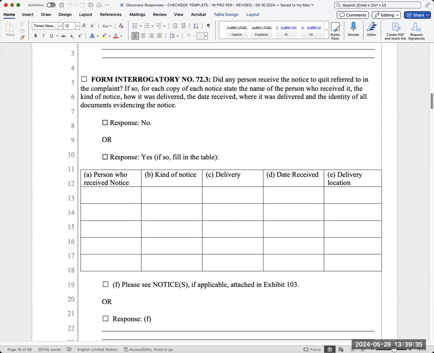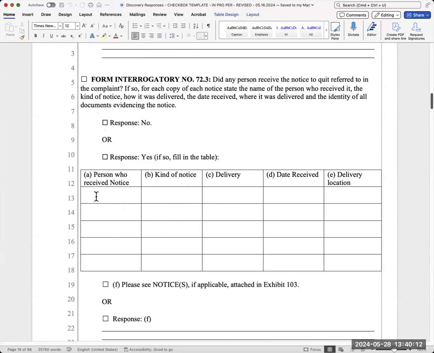72.3. Did any person receive the notice to quit referred to in the complaint? If so, for each copy of each notice, state the name of the person who received it, the kind of notice, how it was delivered, the date received, where it was delivered, and the identity of all documents evidencing the notice. If no occupant of the unit received the notice to quit that's in the complaint, you check no. Otherwise, check yes, and then fill out the document.